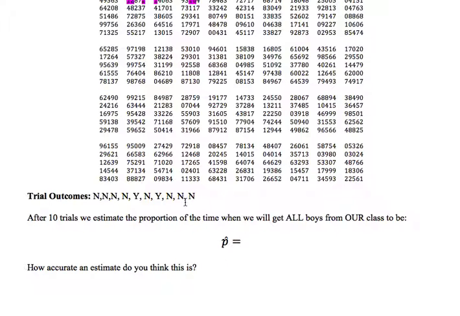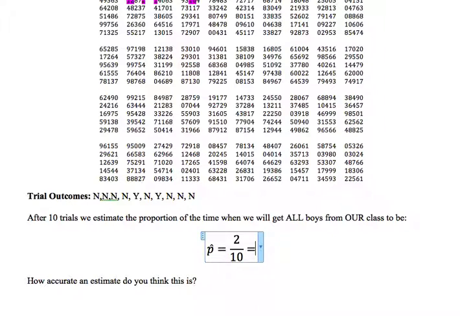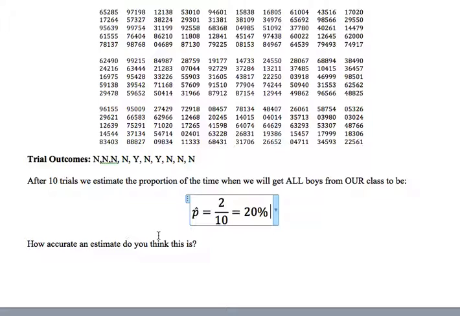Looks like all but 2 no's. So after 10 trials, we estimate the proportion of the time we'll get all 3 boys to represent us at the parent night. That's just going to happen 2 out of 10 times, which is, of course, 20%. That's our estimate. I wanted to ask the last question before signing off here.